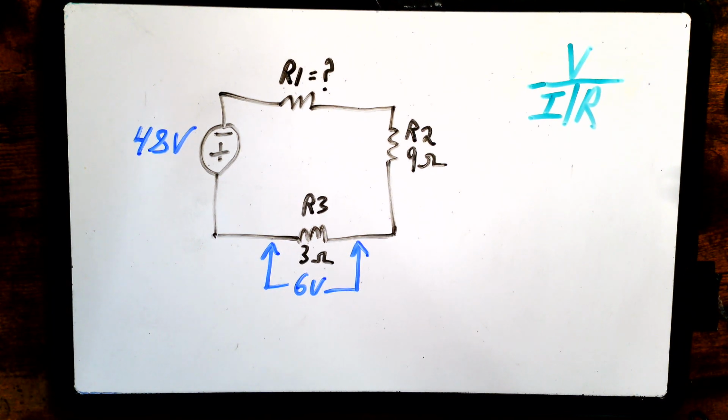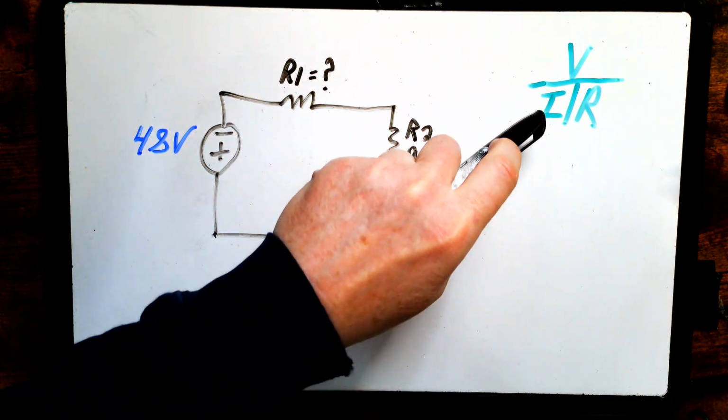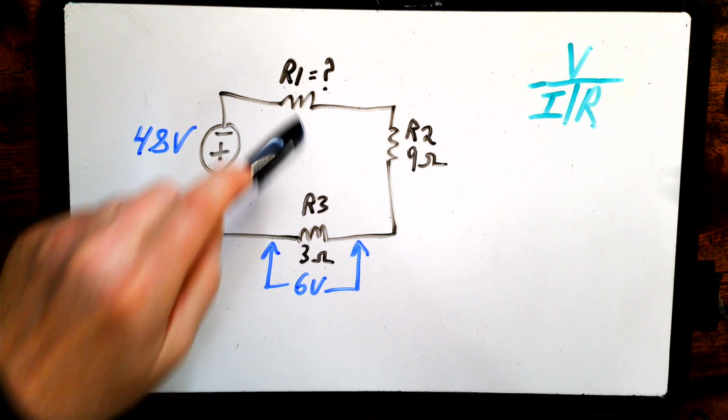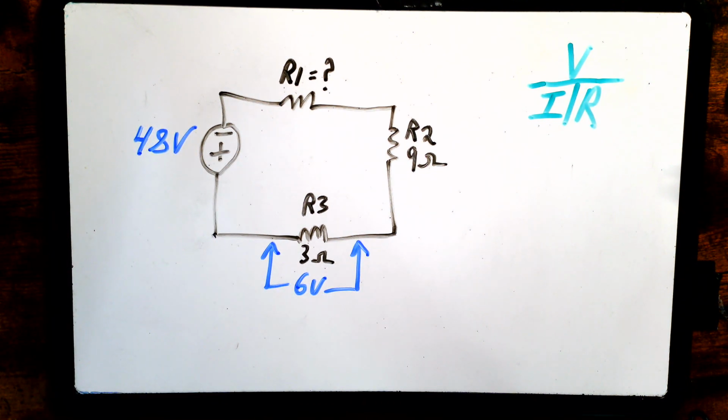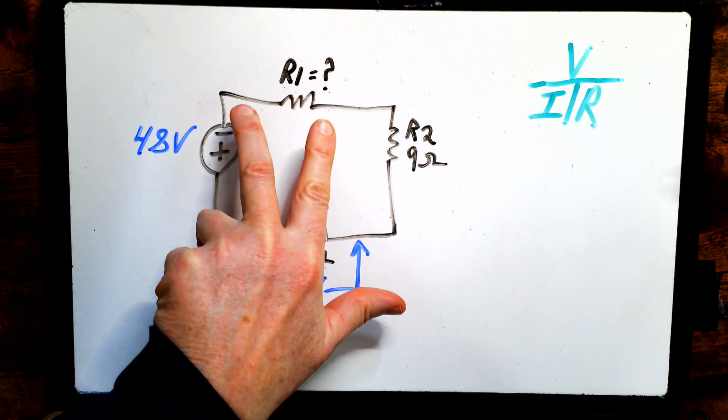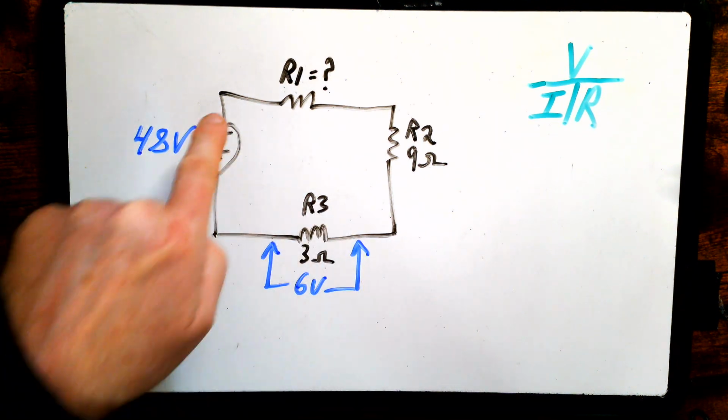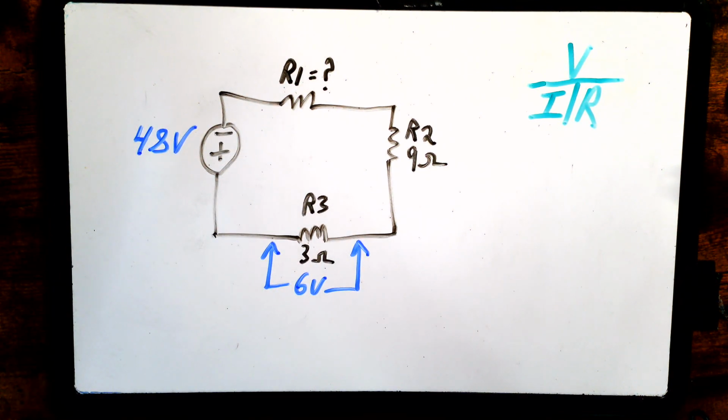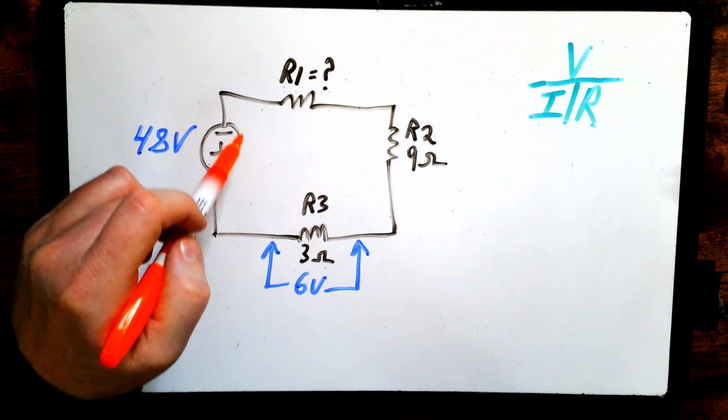So let's go over how we find R1. If we use Ohm's law, we could find R1. What we're going to need to know is the voltage across that resistor as well as the current going through it. Well, the current going through that resistor, R1, is going to be the same current that goes through the rest of the circuit.